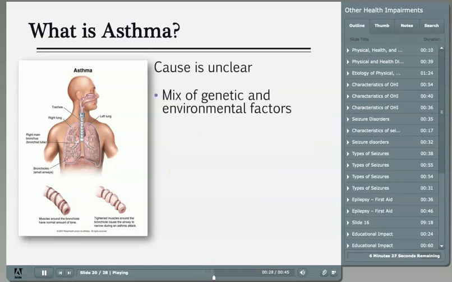The cause of asthma is unclear. It is probably caused by a mix of genetic and environmental factors. Genetic factors are things passed down from your parents. Environmental factors are things in the environment around you that may contribute to the development of asthma.